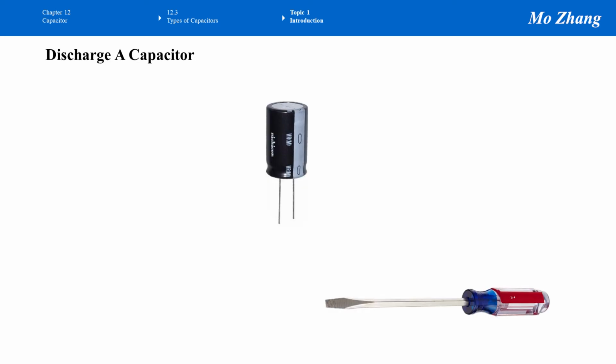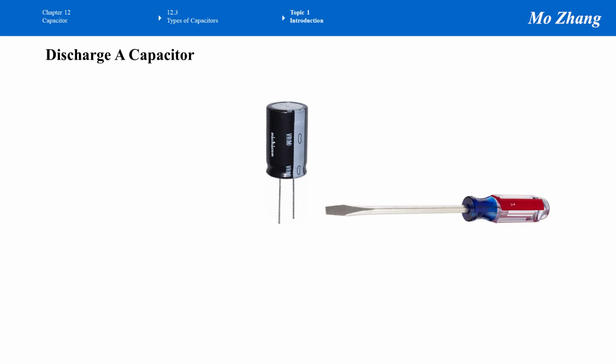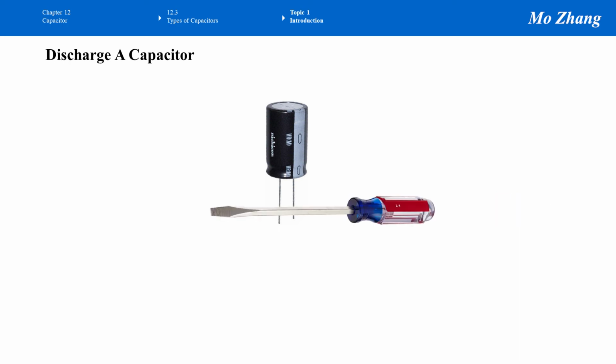Before measuring the capacitance of the capacitor or putting it into the circuit, we need to discharge the capacitor. This is how we discharge a capacitor. Just grab a screwdriver and connect the screwdriver's metal piece to both legs of the capacitor. If this capacitor still stores some charge, these charges will be released.